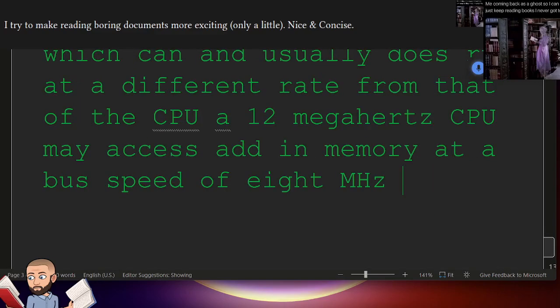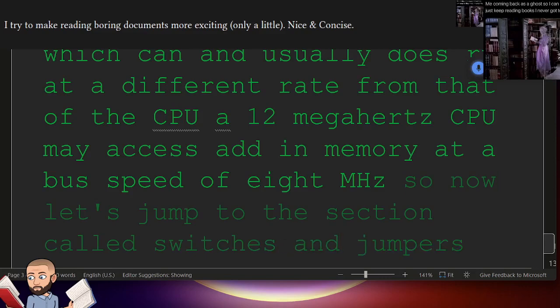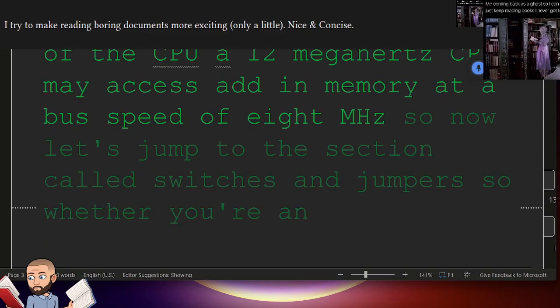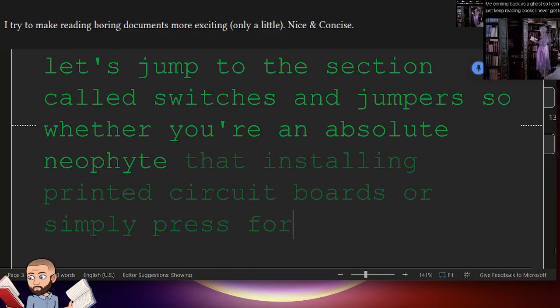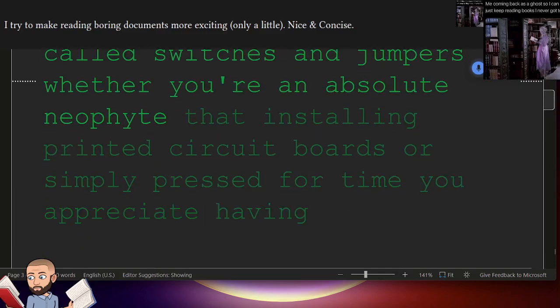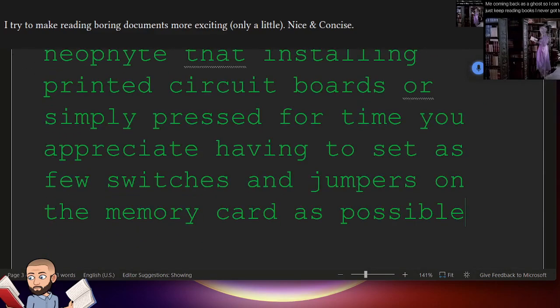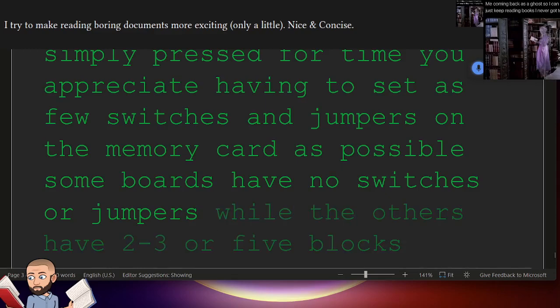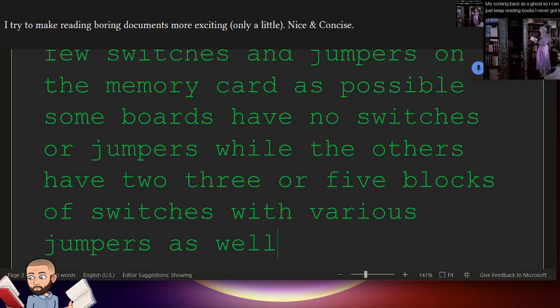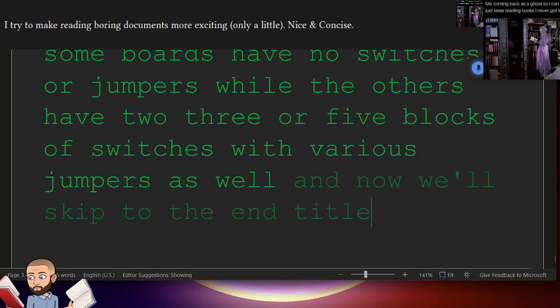So now let's jump to the section called switches and jumpers. Whether you're an absolute neophyte at installing printed circuit boards or simply pressed for time, you appreciate having to set as few switches and jumpers on the memory card as possible. Some boards have no switches or jumpers, while the others have 2, 3, or 5 blocks of switches with various jumpers as well. And now we'll skip to the end, titled Memory as Commodity.